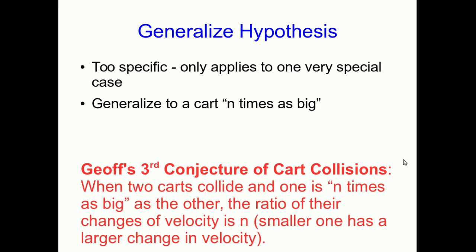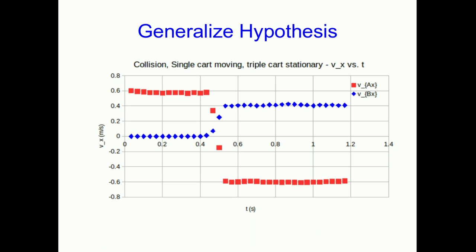And of course we can check this, we can do lots more collisions, but I'll spare you having to watch all of those. I'll just give you one example. Here's a collision of a single cart with a triple cart, and you can see that the ratio of the delta v's is a ratio of 3.